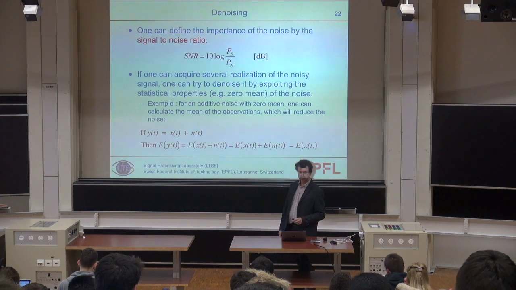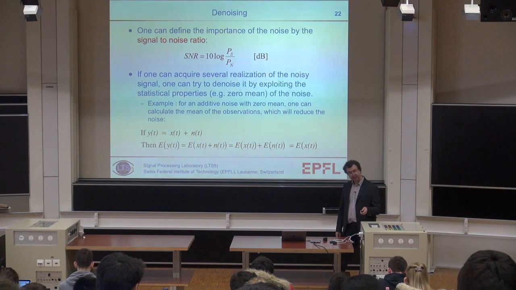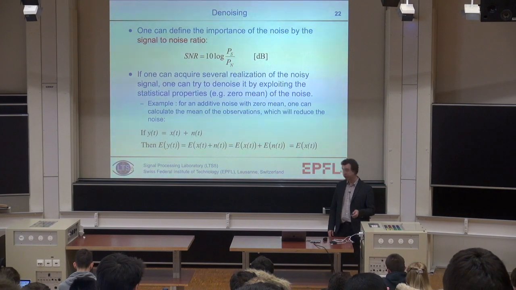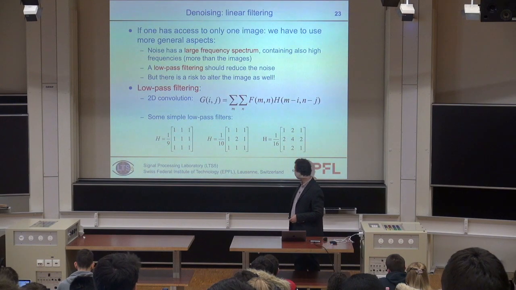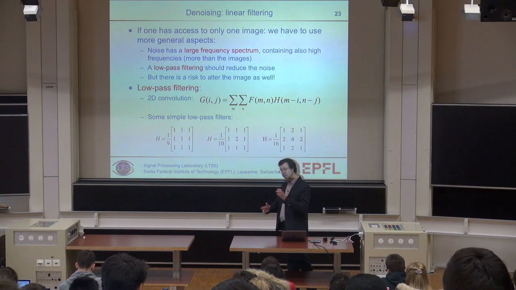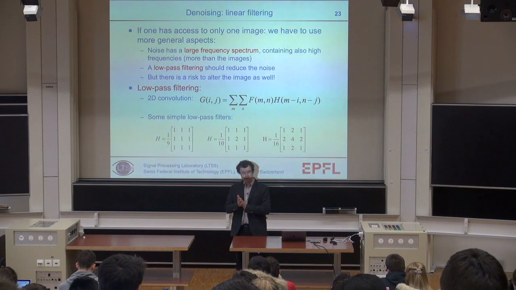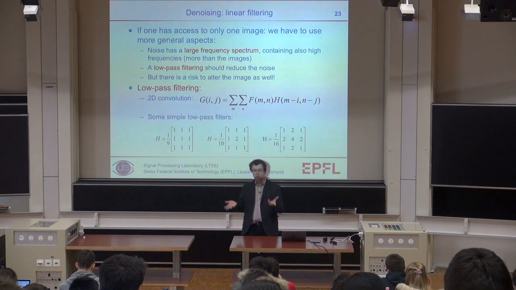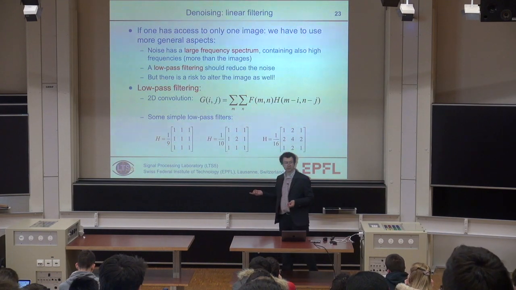MRI does that. Otherwise, you have to make some assumptions. You have to go to heuristic filters that will say the noise has some statistical components, some spectral information that I can remove by filtering. And here we come to very practical stuff.